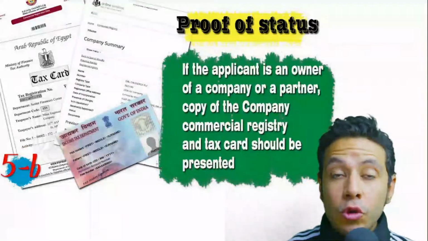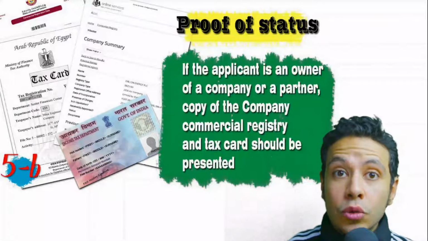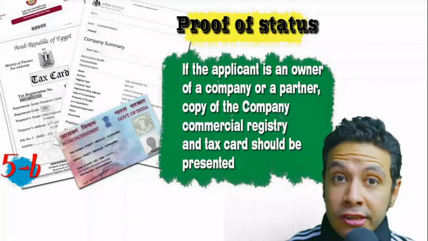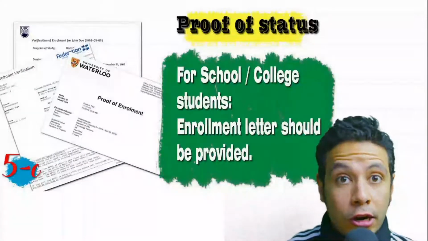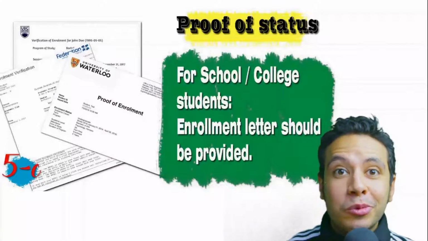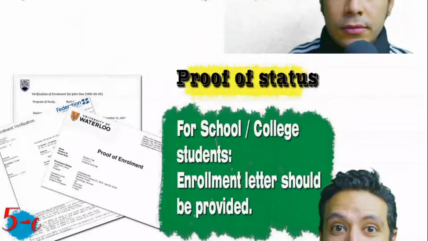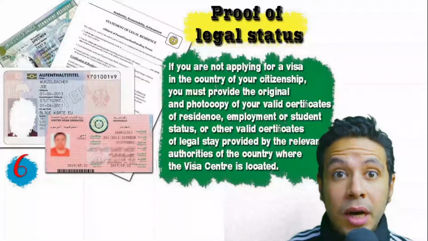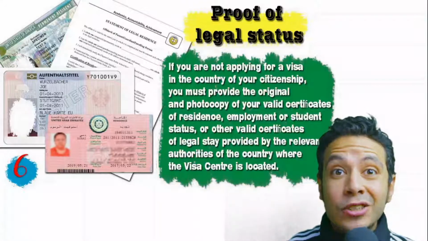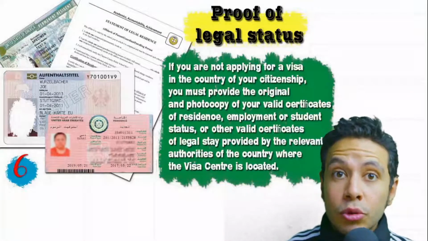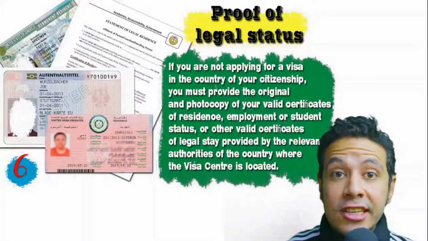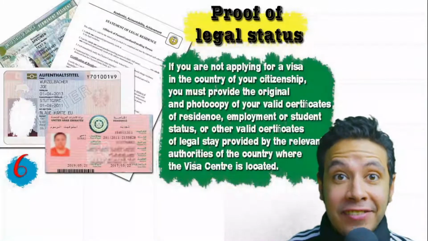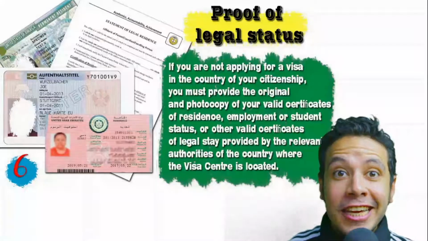But in case you are the owner of the company or you run your own business, then your commercial registry and your tax card must be presented. But if you are a student in a school or a college, an enrollment letter should be provided from your university or your school. In some certain cases, you might be applying from a country different than your own country. At that moment, you will need to provide a proof of legal status, which is a certificate of legal residence in this country. And in some cases, a valid residence visa for this country can also be accepted.